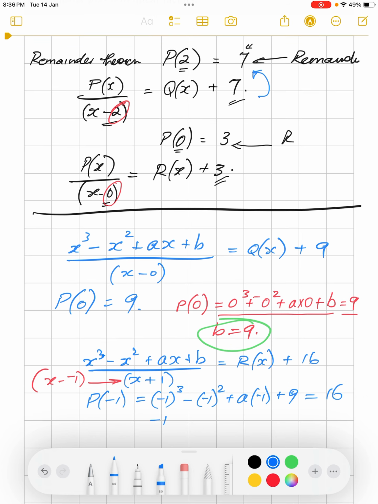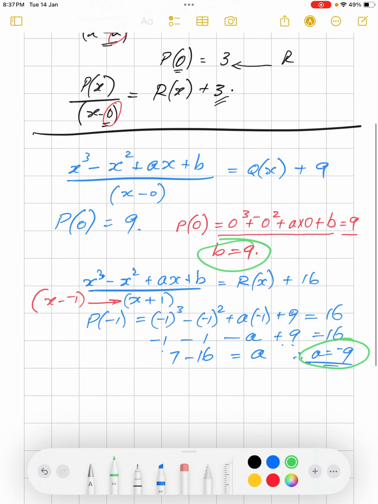So let's do this. Negative 1 minus positive 1 minus a plus 9 equals 16. Well, what's this equal? Negative 2 plus 9 is 7. Bring the 16 across to be minus 16, and take the minus a across to be a. Therefore, a equals negative 9. And there is the a value.